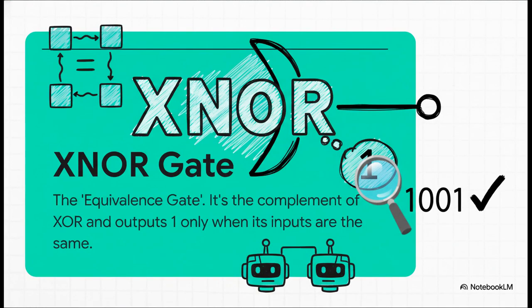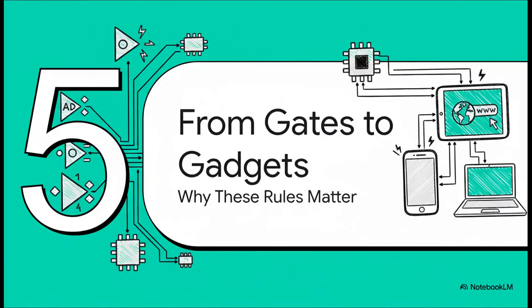And of course, if we invert the XOR gate, we get its counterpart, the XNOR gate. It does the exact opposite. People often call it the equivalence gate because it's basically a sameness checker. It only outputs a 1 when its 2 inputs are identical. Okay, so we've just met the 7 fundamental logic gates: NOT, AND, OR, NAND, NOR, XOR, and XNOR. We've got these 7 simple little decision makers.